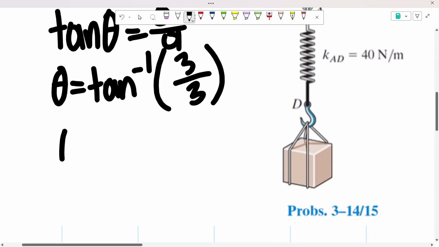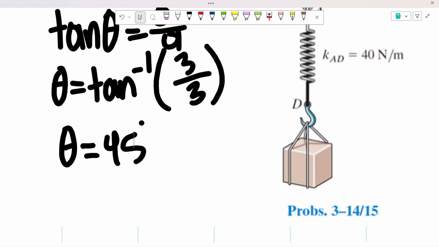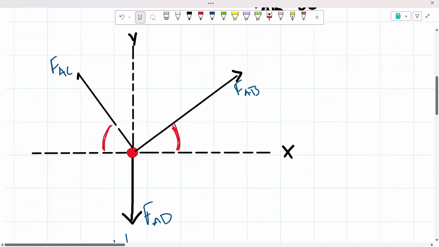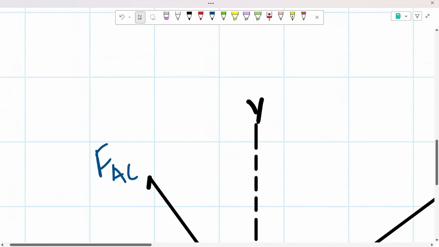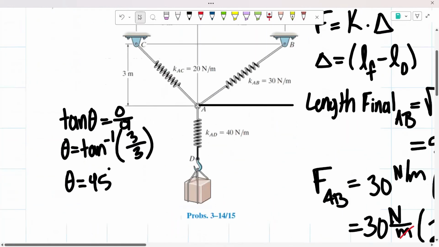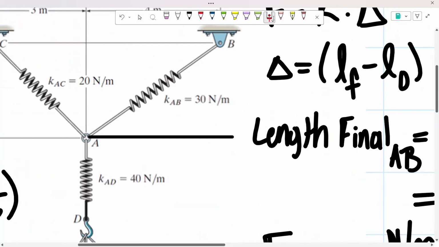So that means that that angle will equal 45 degrees. So the first angle right here equals 45 degrees. Now to find the angle for this triangle right here, once again, we are trying to solve for this angle right here.